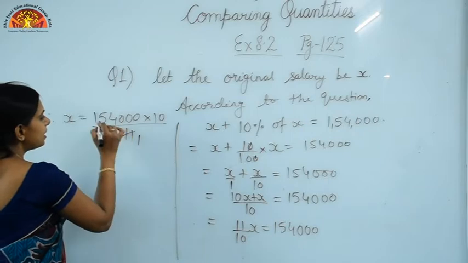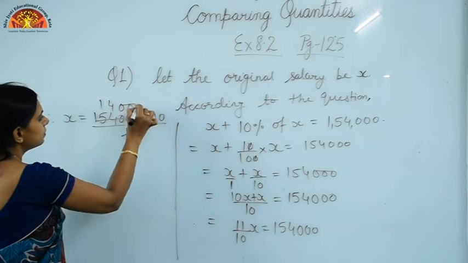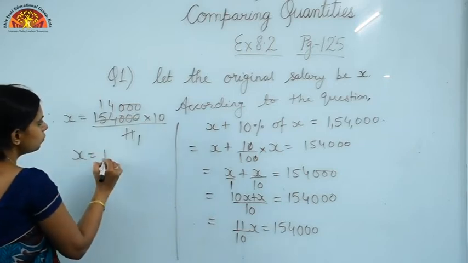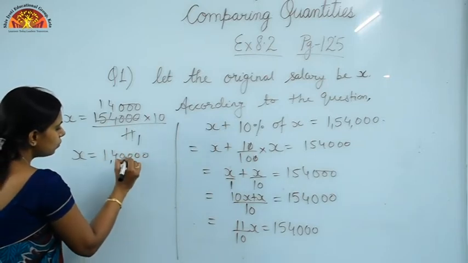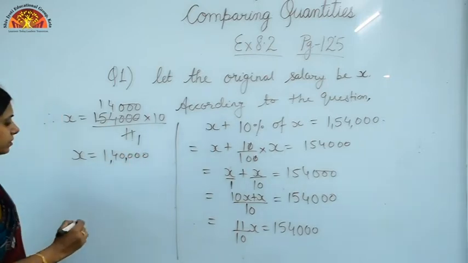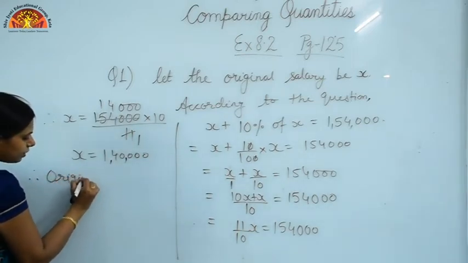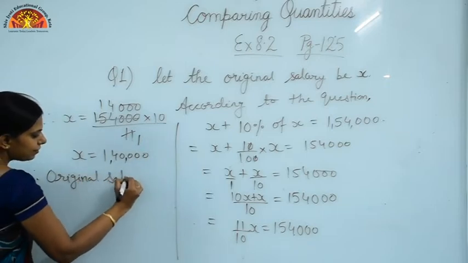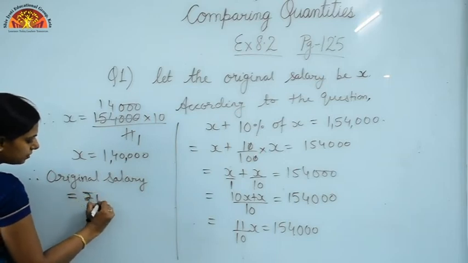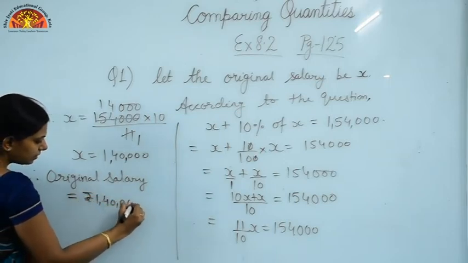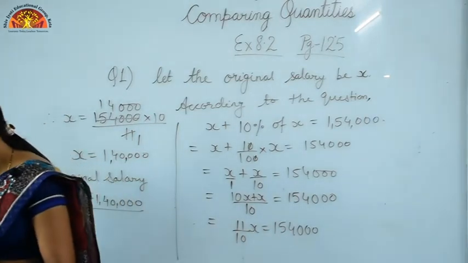So 11 ones are 11, 11 ones are 11, 11 fours are 44. So x is equal to 1,40,000. Therefore, the original salary is equal to rupees 1,40,000. Got it? This is the answer. Now just move to the next question.